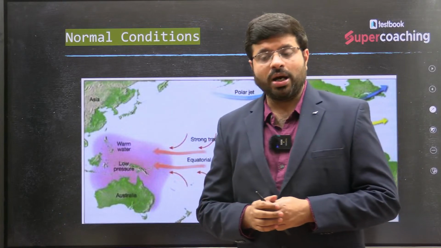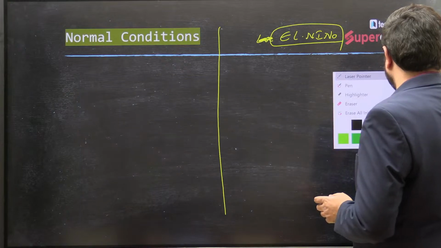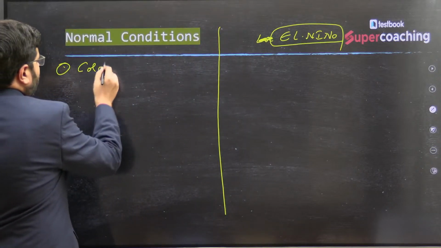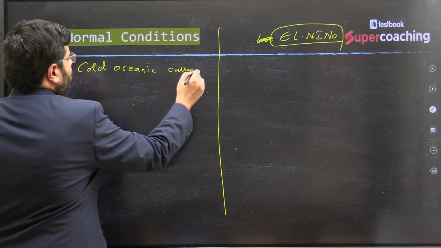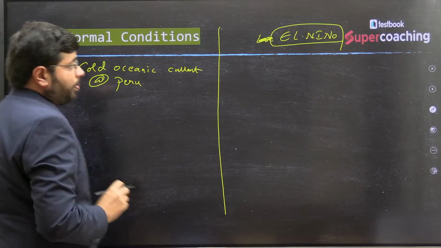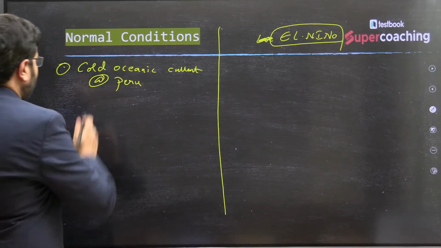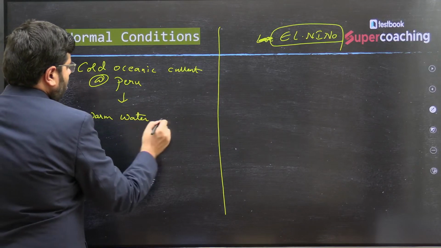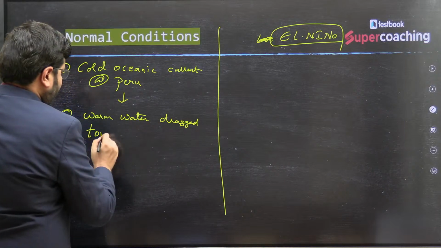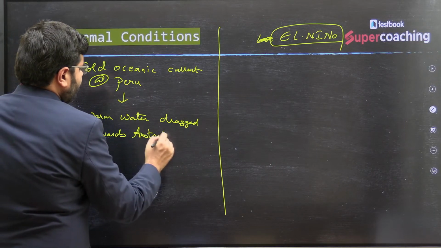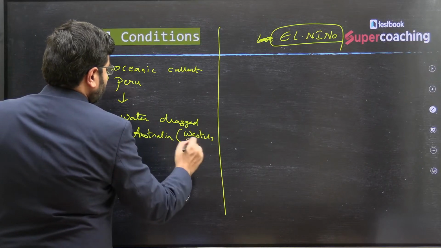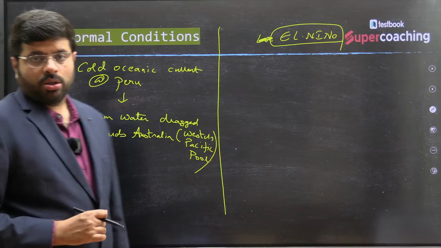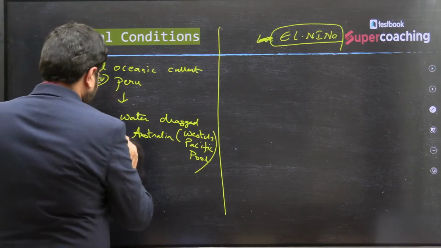Until now we are discussing only the atmosphere. So what have you observed? You have observed that under normal conditions, there is a cold oceanic current at the coast of Peru. Now try to understand the normalcy: cold oceanic current at the coast of Peru, and warm water dragged towards Australia, which we call the Western Pacific Pool.